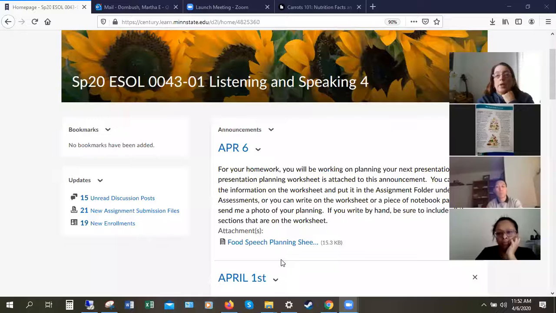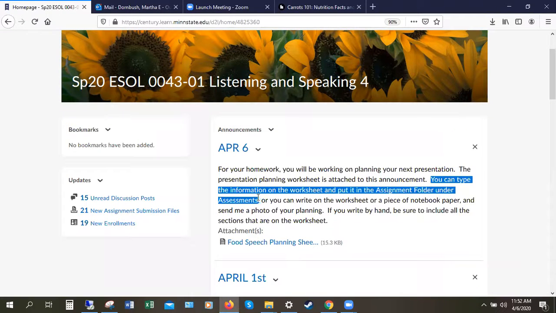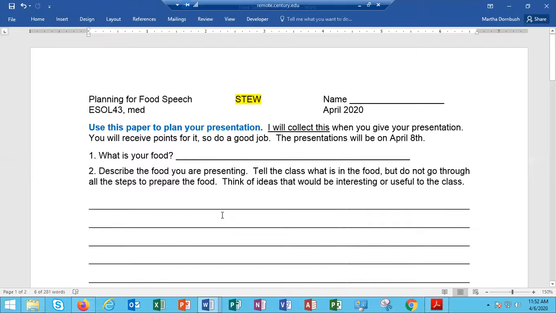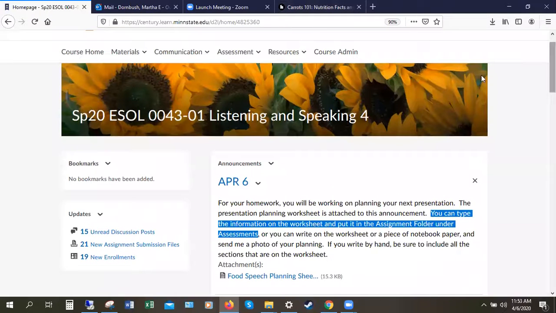So this is my D2L announcement. And I put the planning sheet here. And here are the directions. You can either use this document and type it and put it in the assignment folder. That's one option. So when you open this, there's lines here, but you can just type your answers in here and then save it and put it in the assignment folder, which is under assessments here.